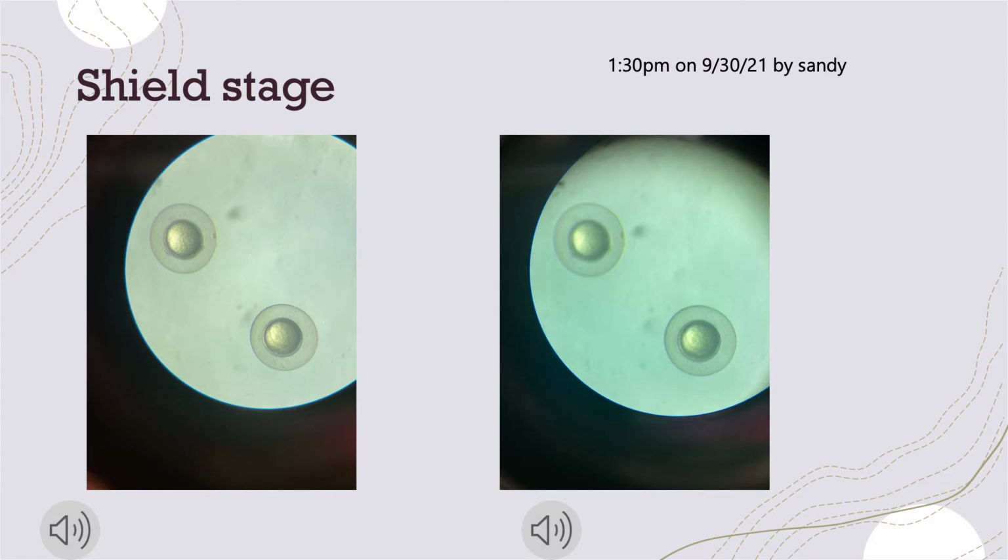Here you can see that these guys are in the shield stage. You can see the little bump starting to form on the side of the yolk. This stage also allows us to distinguish the dorsal and ventral views. The dorsal side is where the little bump is and will become the little guy's head.